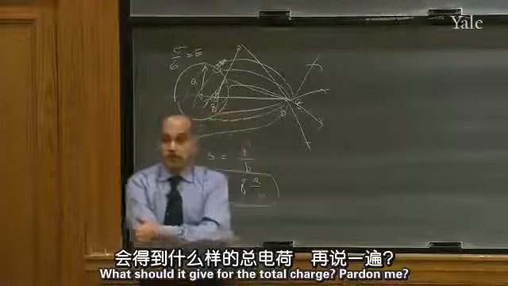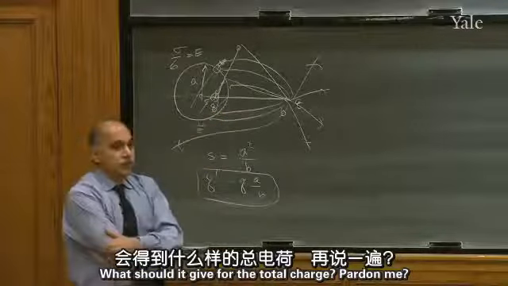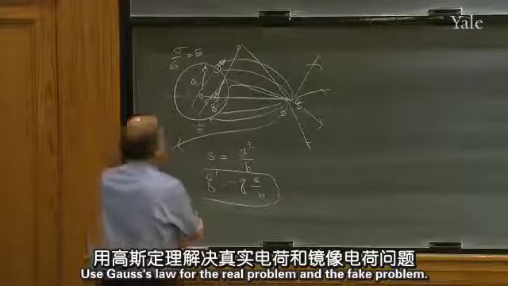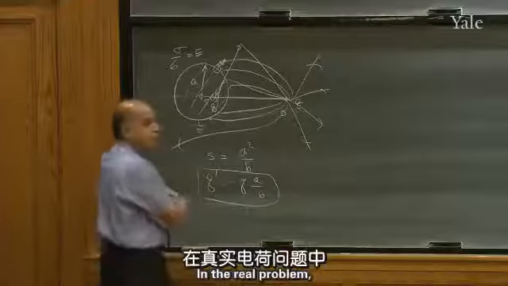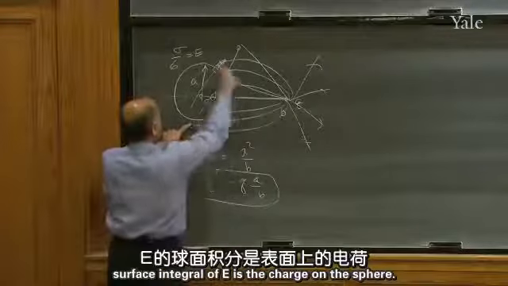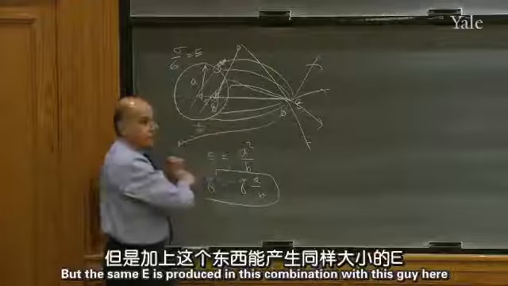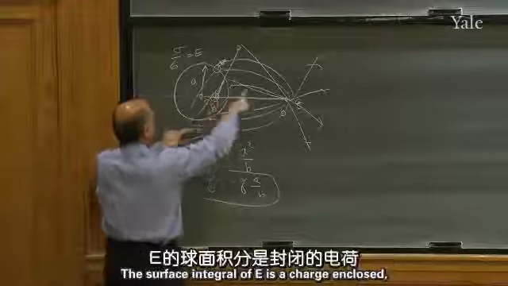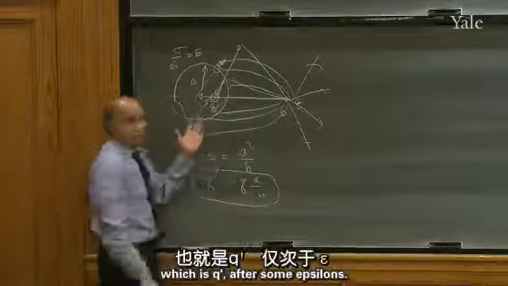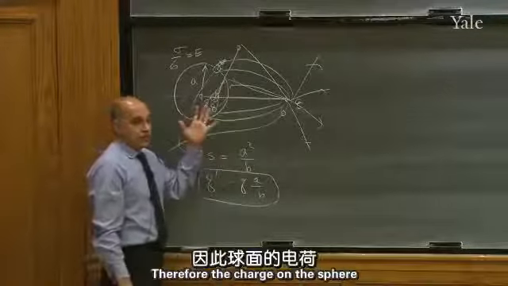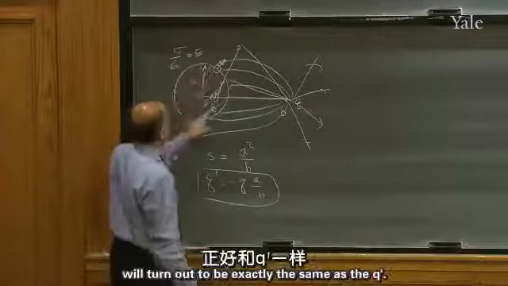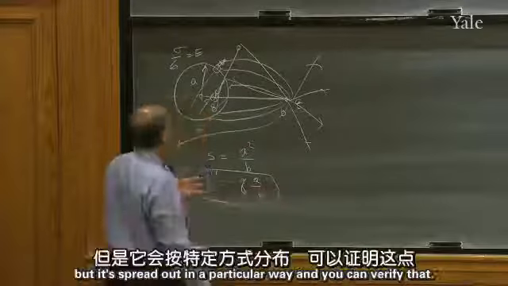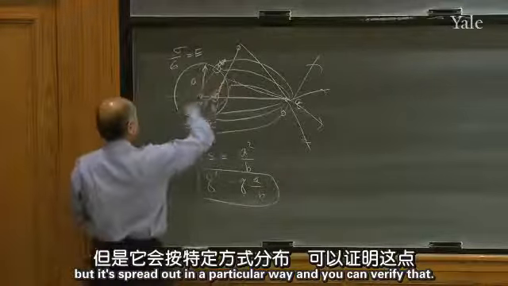What should it give for the total charge? Pardon me? Use Gauss's law. Use Gauss's law for the real problem and the fake problem. In the real problem, surface integral of E is the charge on the sphere. But the same E is produced in this combination with this guy here. The surface integral of that is the charge enclosed, which is q prime, up to some epsilons. Therefore, the charge on the sphere will turn out to be exactly the same as the q prime. Just like in the plane, it will be some negative charge, but it is spread out in a particular way, and you can verify that.